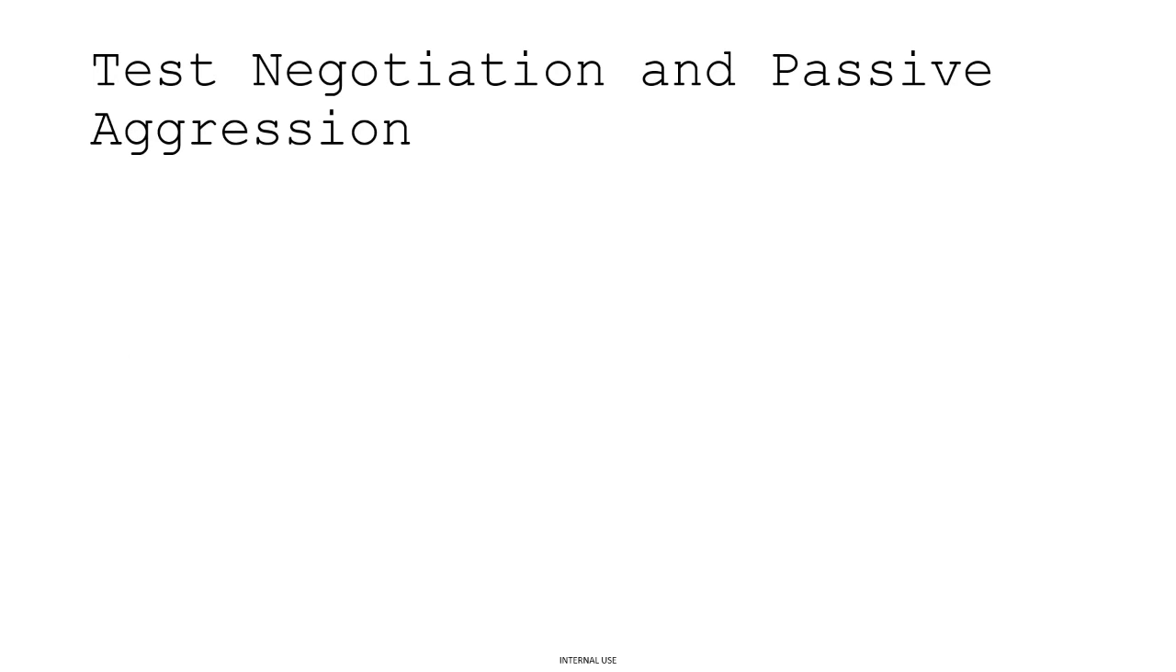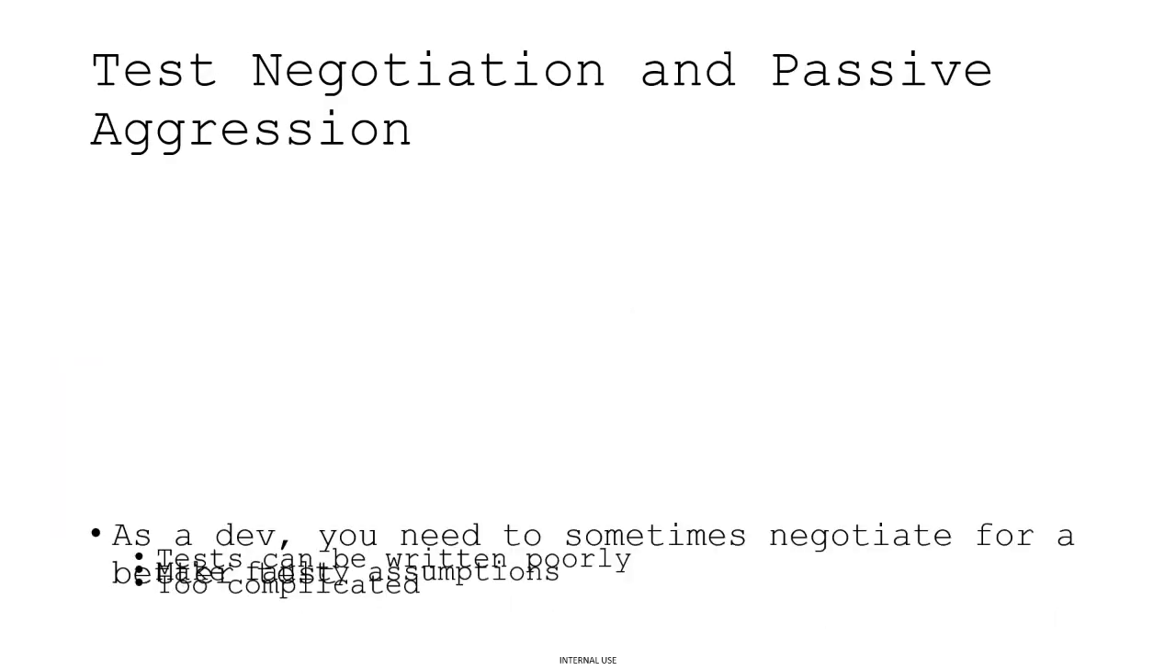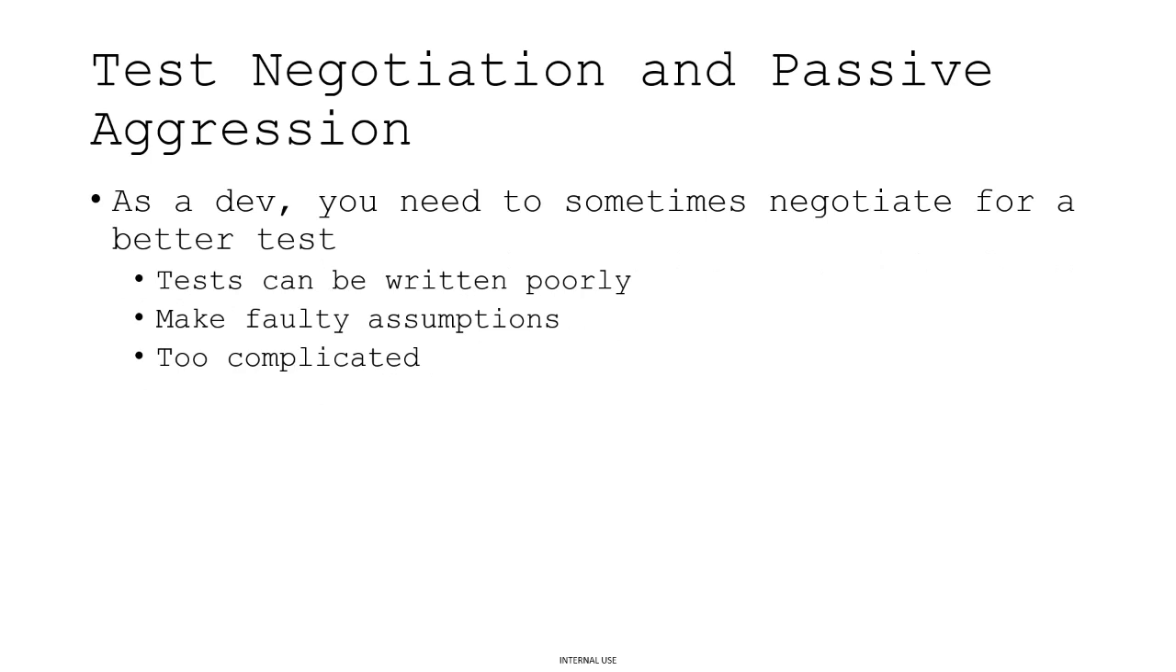So if we looked at the previous example, if you got something on the left that said I add 2 and 3, then the result should be 6. Well, don't just write the acceptance test based on that. Go and talk to them and say, hey, actually, this isn't right. This is a faulty assumption. We need to rewrite this test.